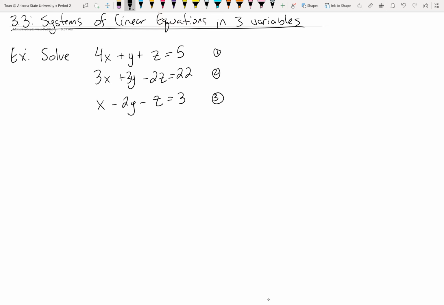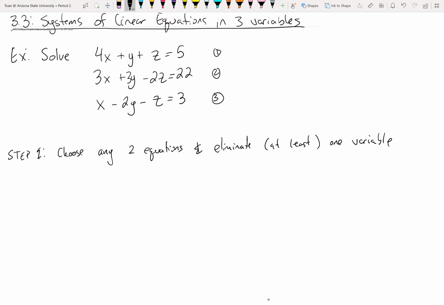Right. So here's sort of the way you would do it using this elimination method. Again, there's lots of different methods out there, but this is the one I'll be showing. So step 1. Choose any 2 equations and eliminate at least one variable. I put the at least in parentheses because sometimes we get lucky and we eliminate 2 variables, 3 variables, but the ultimate goal is just to get at least one variable.